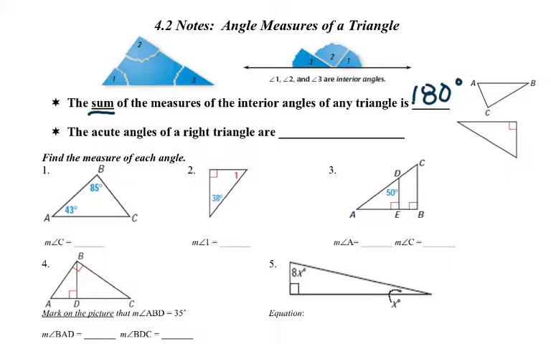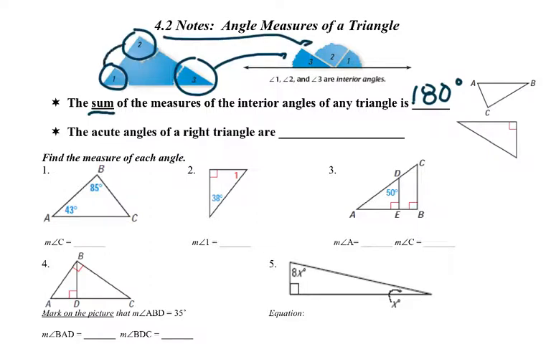If you were to take any triangle and rip off each of the three corners, and then stack them together, those three angles would always form a straight line. And how many degrees in a straight line? Right, 180. So any three angles in a triangle always add up to 180.